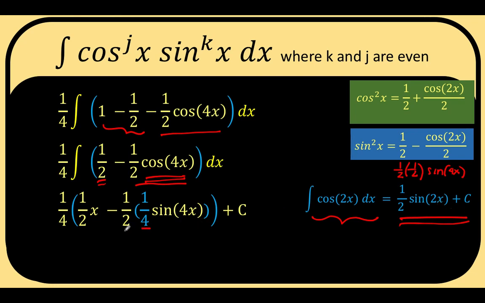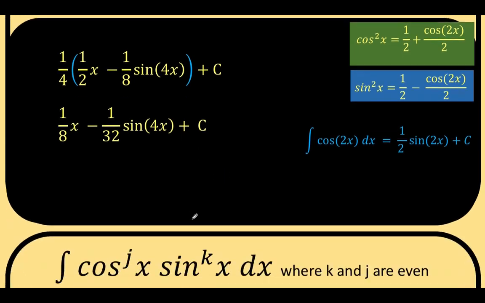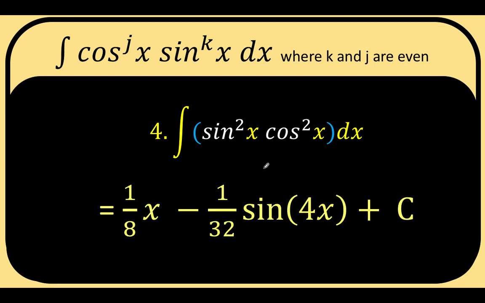And then we can multiply 1/2 times 1/4 to get 1/8. And you have here a monomial factor that you can distribute inside the parentheses to arrive at 1/8x minus 1/4 times 1/8 is 1/32. Then we just copy all the rest. So for our final answer, the antiderivative of sine squared x cosine squared x dx is 1/8x minus 1/32 sine 4x plus c.